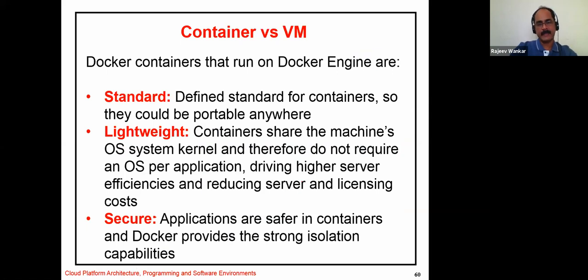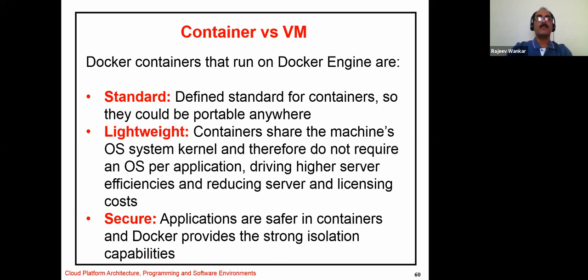And there are certain aspects. The Docker containers which run on Docker engine are standard in nature. So it defines the standard for containers. When I select a Docker engine, it defines some kind of standard for containers so that they should be portable anywhere. So when I create an image here, it should be able to be executed in another place. That's the reason why the standardization process is required.